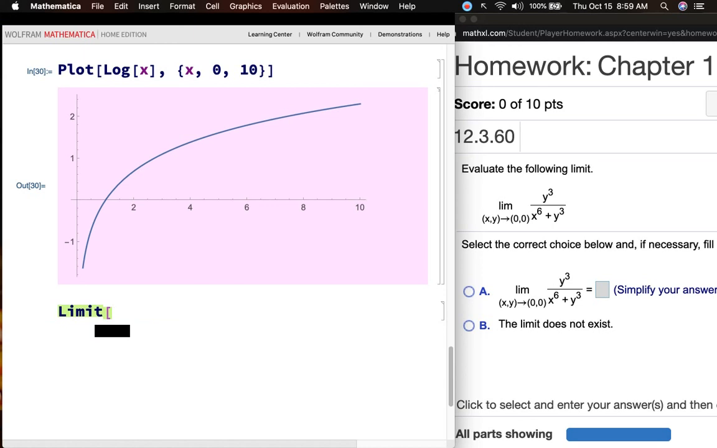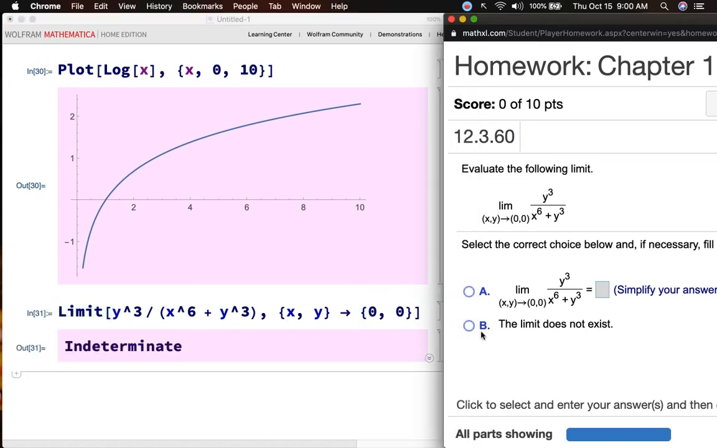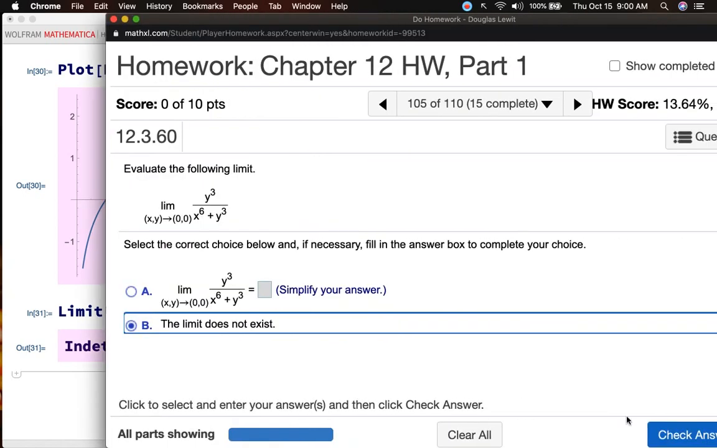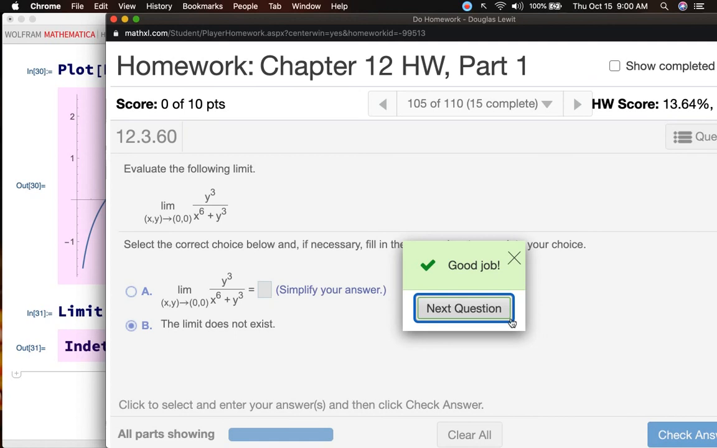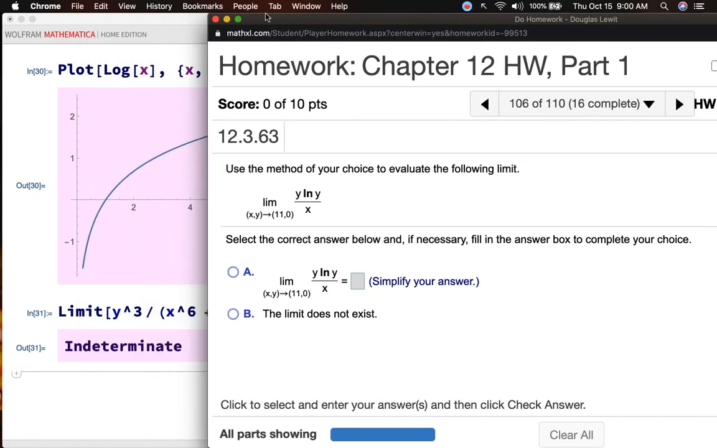So the limit of y cubed divided by x to the power 6 plus y to the power 3 as x and y go to 0, 0. It's indeterminate, which means the limit does not exist. Okay, next question. Use the method of your choice to evaluate the following limits.